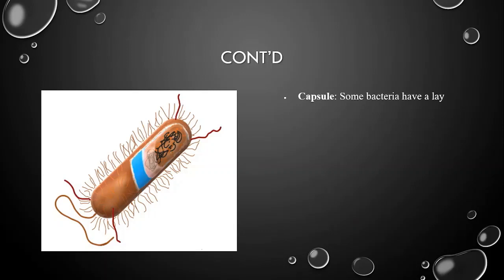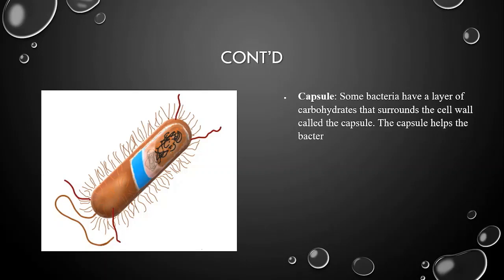Next, the capsule. Some bacteria have a layer of carbohydrates that surrounds the cell wall, which is called the capsule. So what is its function? The capsule helps the bacterium attach to surfaces. You can see this color here, this is called the capsule. It is deemed part of the outer envelope of the bacterial cell. It is a well organized layer, not easy to flush off, and it can be the cause of various diseases.